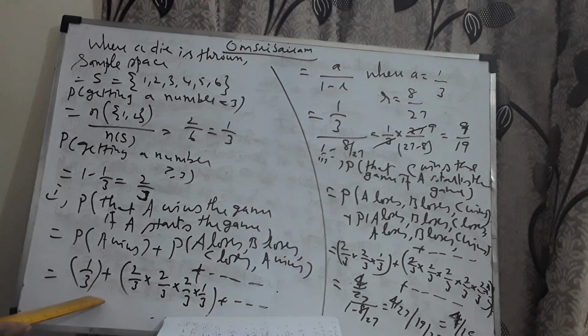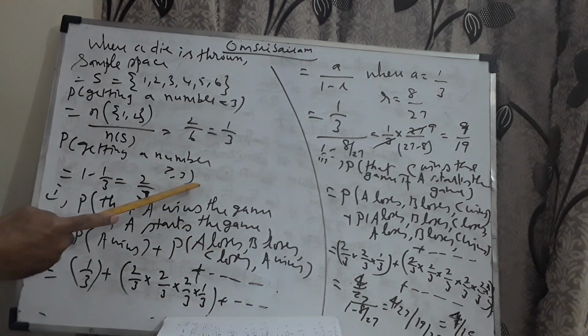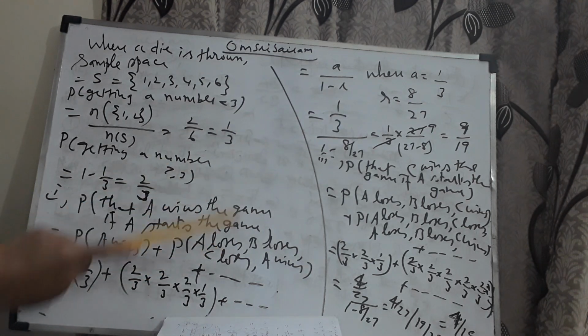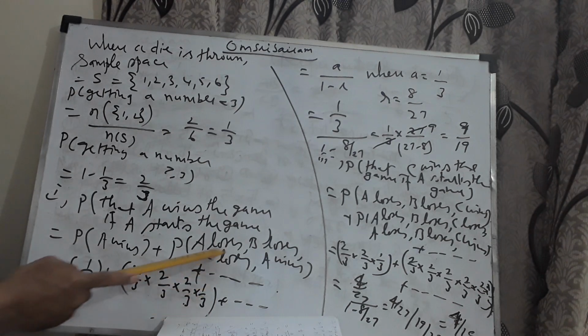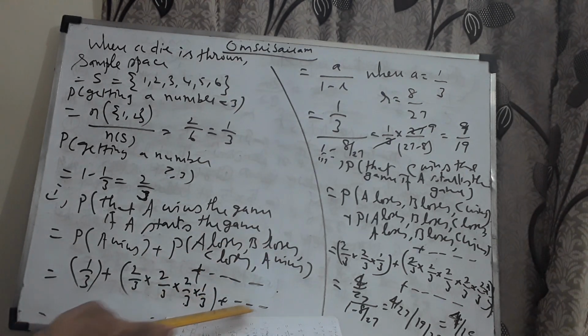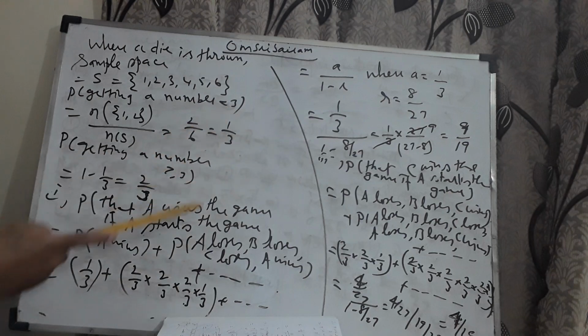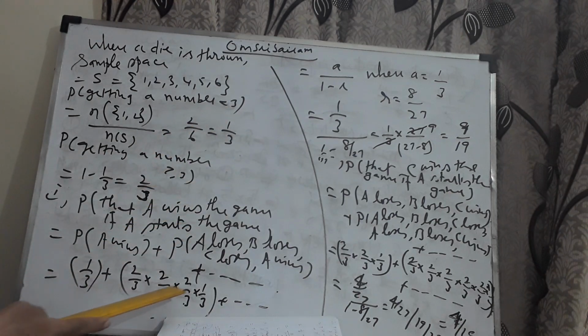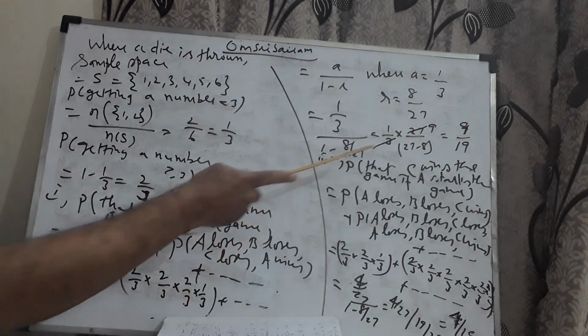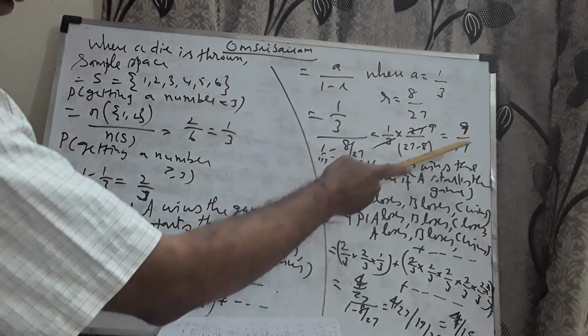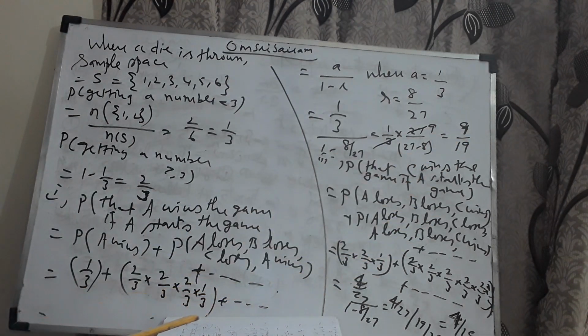Therefore, it will be 1 by 3. Losing means getting a number 3, 4, 5, 6. Therefore, 2 by 3, and 2 by 3, and 2 by 3, plus 1 into 1 by 3, plus, etc. It's an infinite GP where a is 1 by 3, r is 8 by 27. Now 1 by 3 and 27 by 19. Therefore 9 by 19 is the answer for the first subdivision.